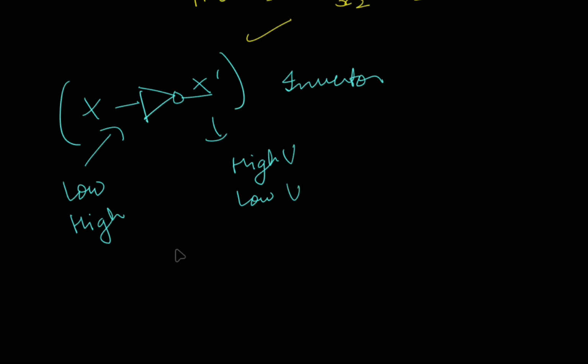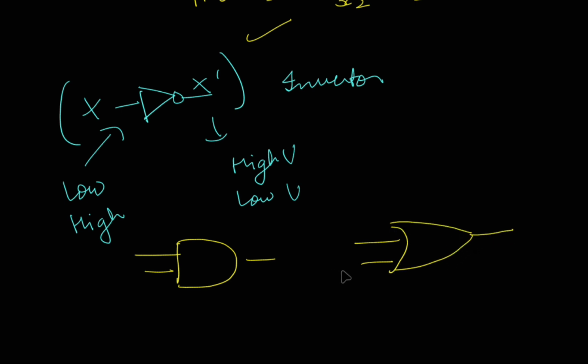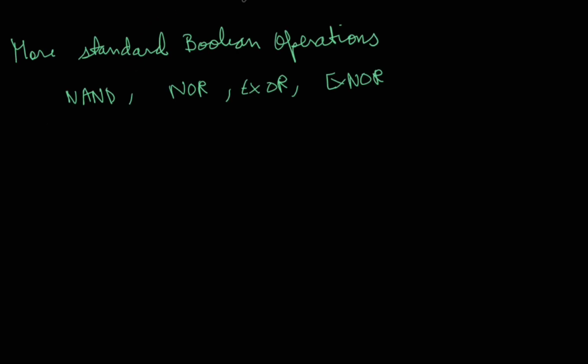Similarly, for AND gate, what was the symbol? Like this. For OR gate, what was the symbol? Like this, right? These things we already know. Now see some more standard operation. So now, so far we have seen these operations, right? AND, OR, NOT, right? But there are some more.